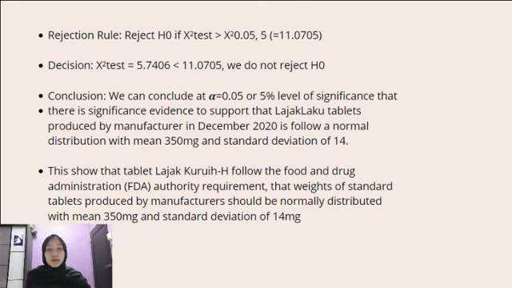So now we can conclude that at alpha equal to 0.05 or 5% level of significance, we have evidence from the sample data to accept H naught and to support that the Lajak Kuruih H tablet produced in December 2020 by the manufacturer follows the normal distribution with mean 350 mg and standard deviation of 14.